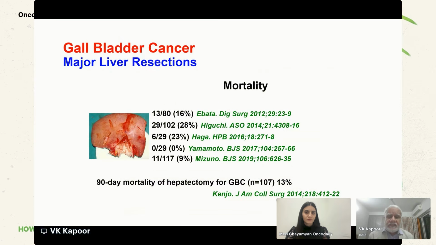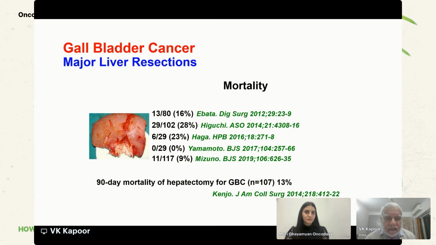So patients who have extensive liver infiltration or patients who have involvement of the right portal pedicle or patients who have biliary obstruction may require a major liver resection, which includes a right hepatectomy and segment 4, for making it extended right. And because of the aggressive biology of the disease and because of the extent of surgery, the mortality is very high. It is almost in double figures, except one report where they did about 30 cases without a mortality. And most of the major liver resection reports in gallbladder cancer come from Japan.